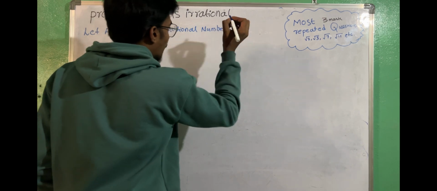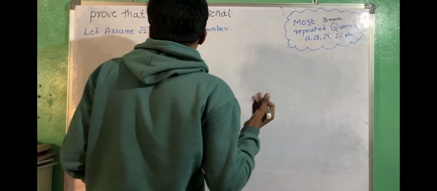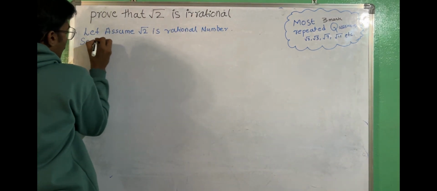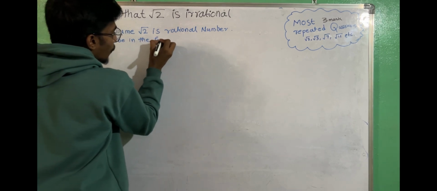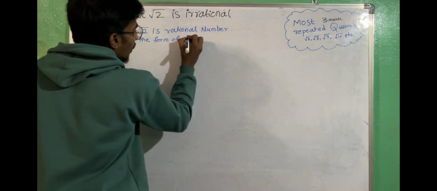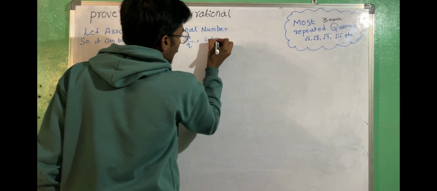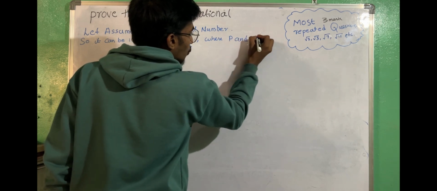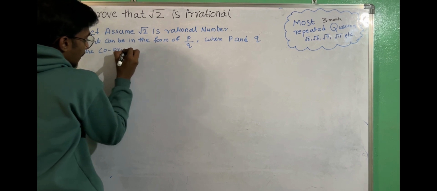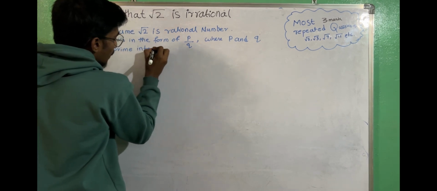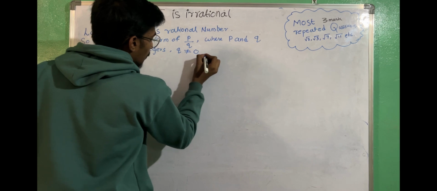अब ये रैशनल नंबर है तो ये रैशनल नंबर के फॉर्म में होना चाहिए. What is the general form of a rational number? It must be in the p by q form. So it can be in the form of p upon q, where p and q are co-prime integers and q is not equal to 0.